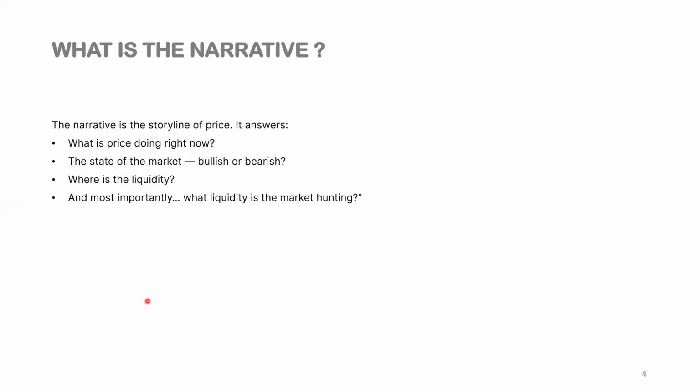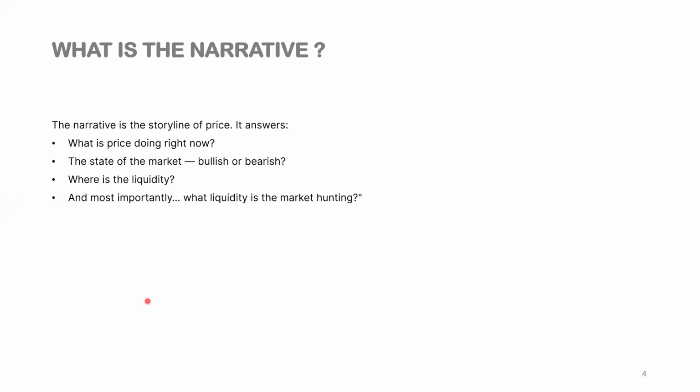The narrative is the storyline of price. It answers: what is price doing right now? The state of the market. Is it bullish or bearish? Where is the liquidity? And most importantly, what liquidity is the market hunting? Now, if you open your chart, these questions are very important.